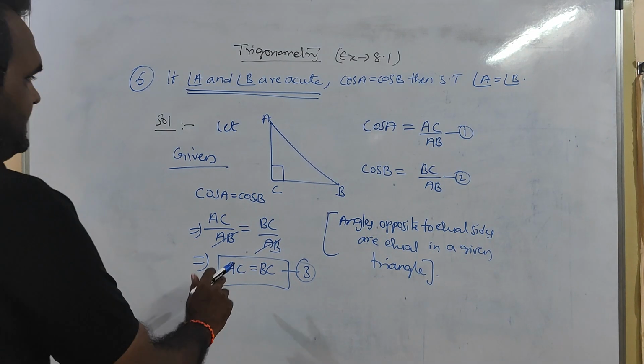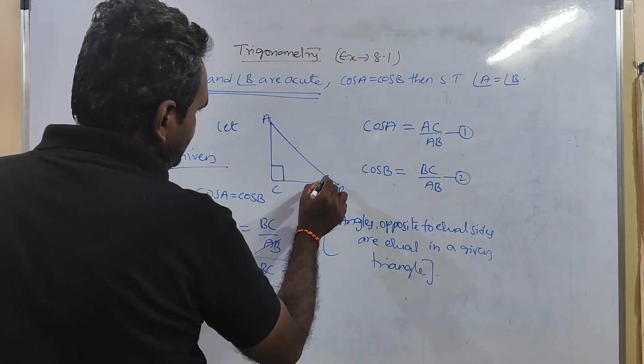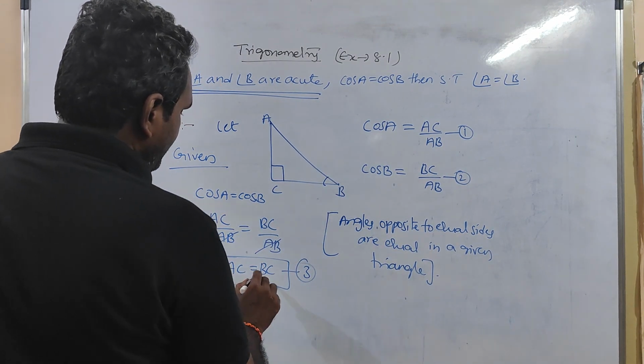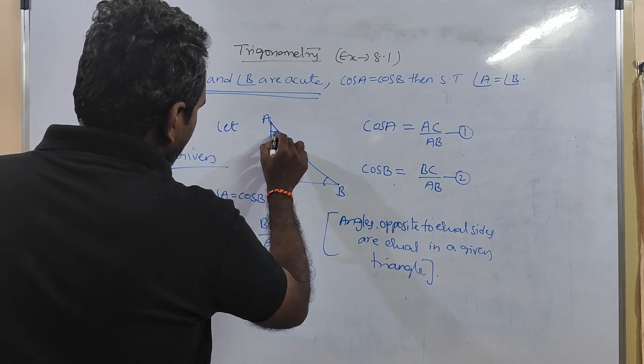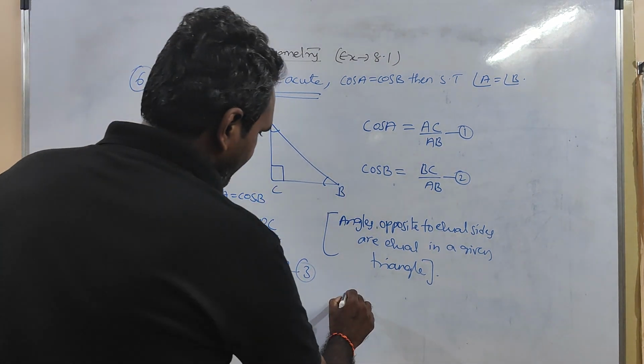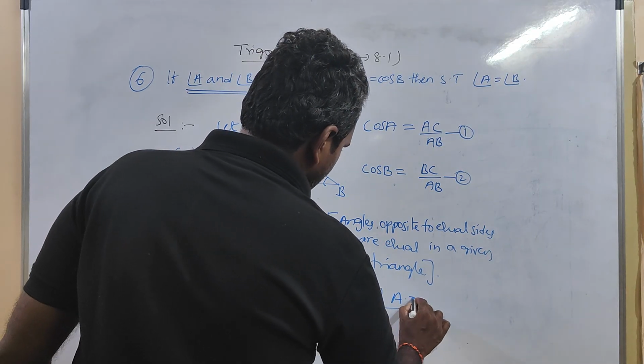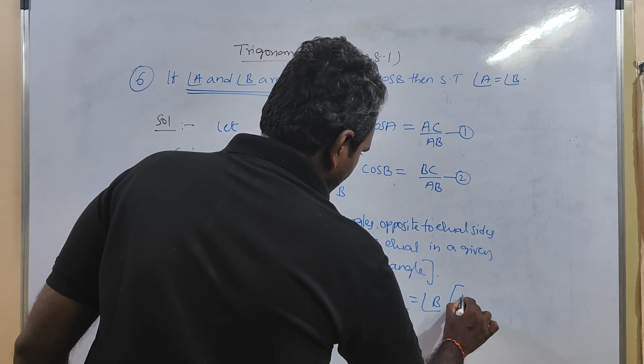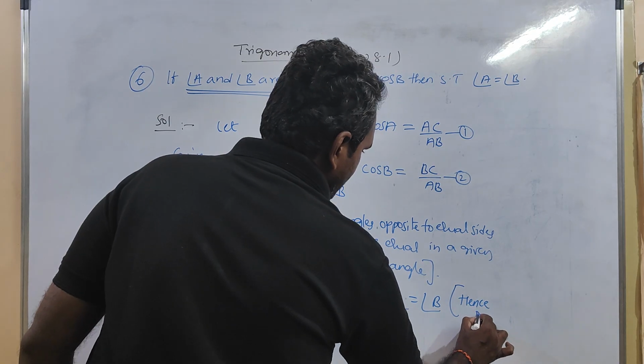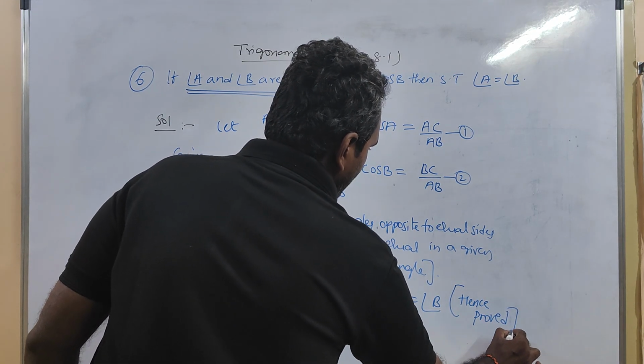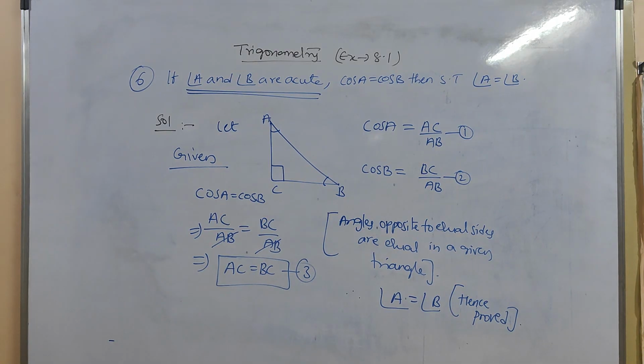So opposite to AC is what angle? Opposite to AC is this angle B. Opposite to BC is what angle? This angle A. Correct or not? Therefore, angle A is equal to angle B. Hence proved. Angle A is equal to angle B. Hence proved. Am I clear regarding the sixth problem? I think it is clear.